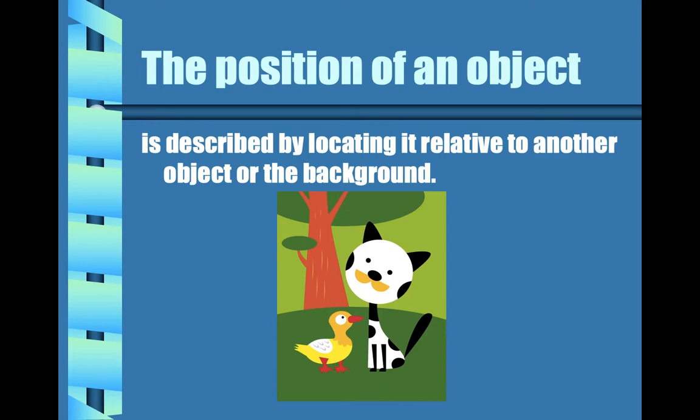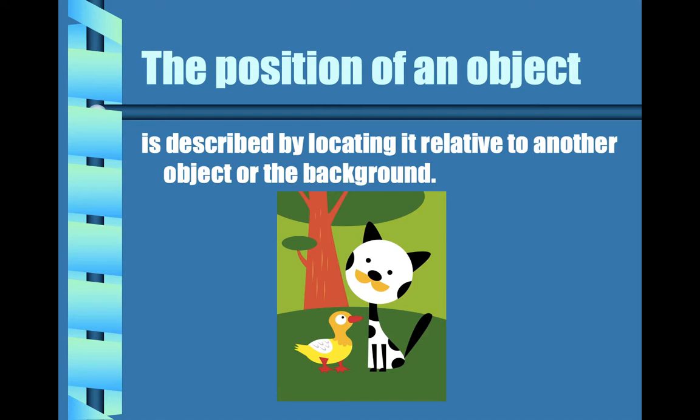One is position. The position of an object is described by locating it relative to another object or the background. What that means is, if you look at the picture below, you see three objects. You see a tree, a duck, and a cat. And we know that those three objects are there. However, if we're describing to someone else where the position of each of those objects are, we're going to have to use another object to help describe its position, where it's located.